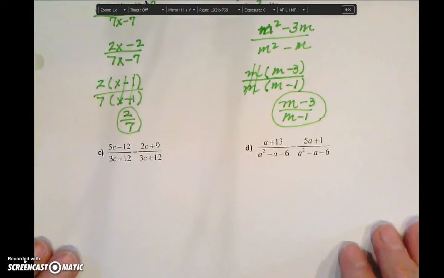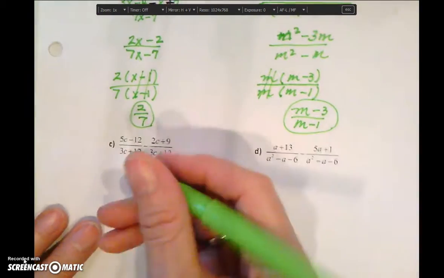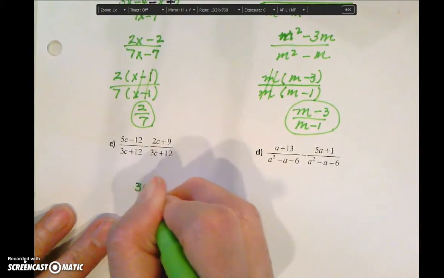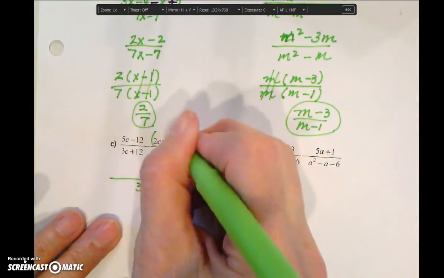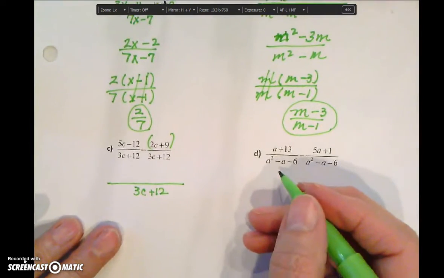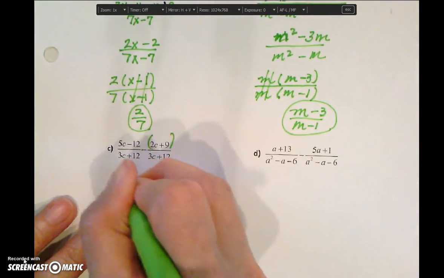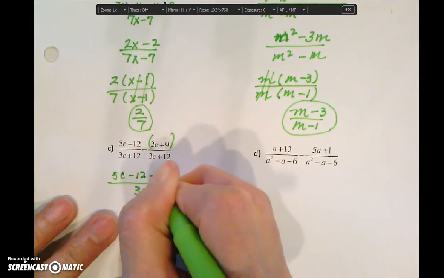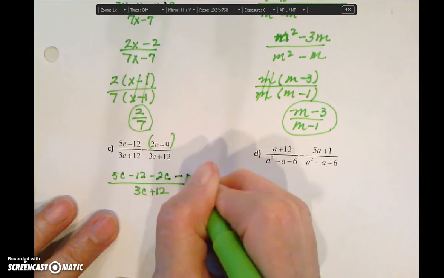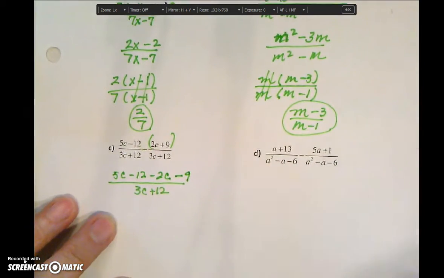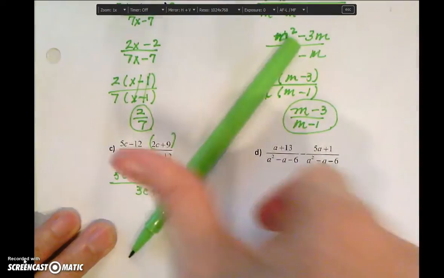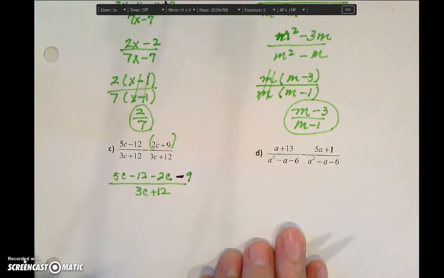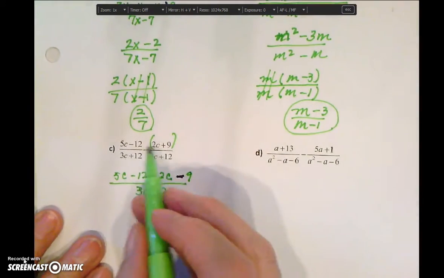Example C. I have 3c plus 12 as my common denominator. Again, I'm subtracting, so I want to subtract the entire numerator. So I have 5c minus 12 minus 2c minus 9. So I'm going to put this here again in purple. All right, so then combine like terms.